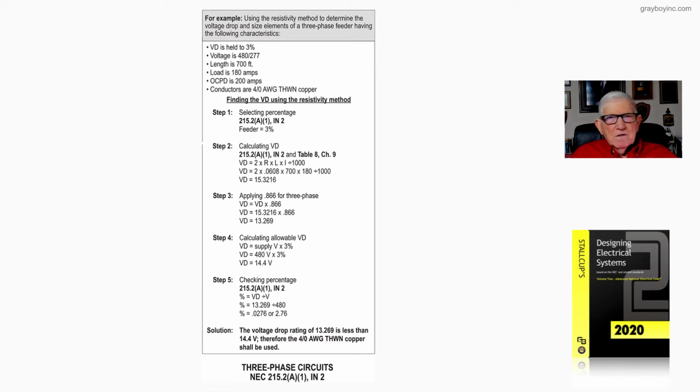Now let's take a look at this figure 15-8. It deals with three-phase circuits. We've looked at single-phase circuits. Now let's see how the voltage drop would be calculated for a three-phase.